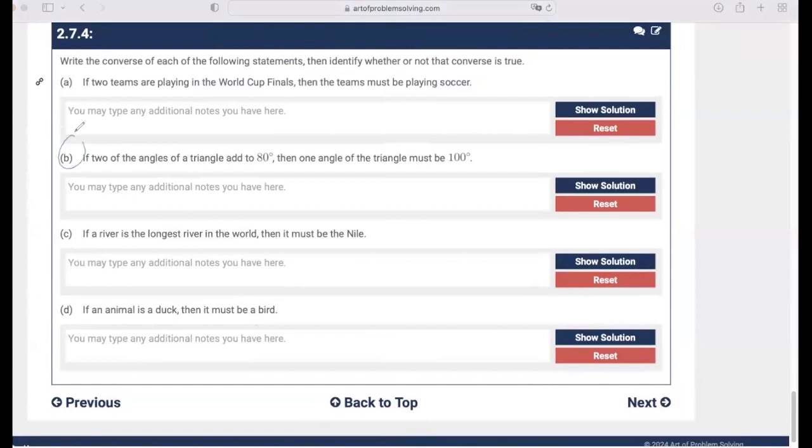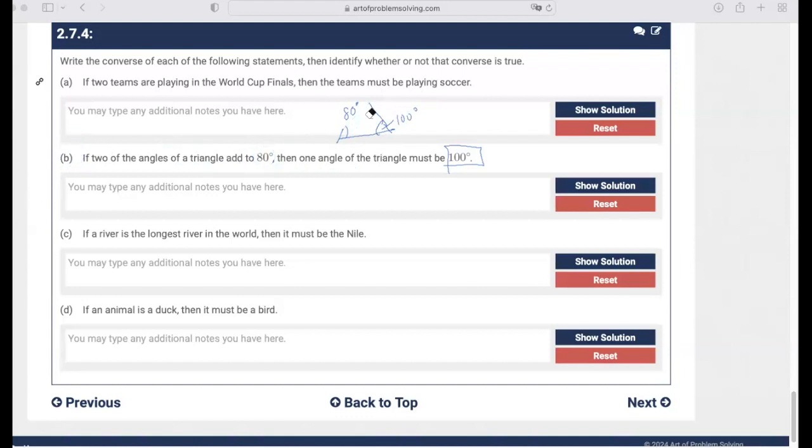So if two of the angles of a triangle add to 80 degrees, then the third angle of the triangle must be 100. Is that true? Yes. Good. If two of them add together to 80, then this one must be 100, because all three of them add together to 180. So that's true.